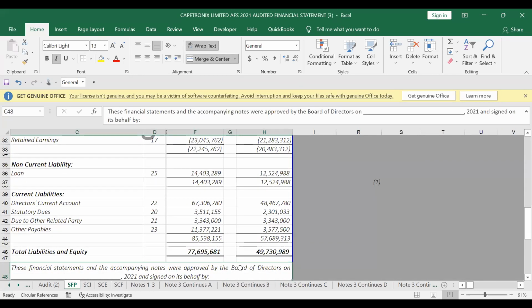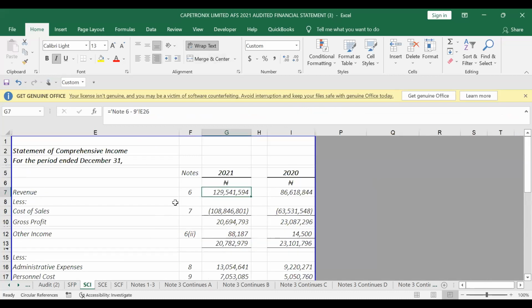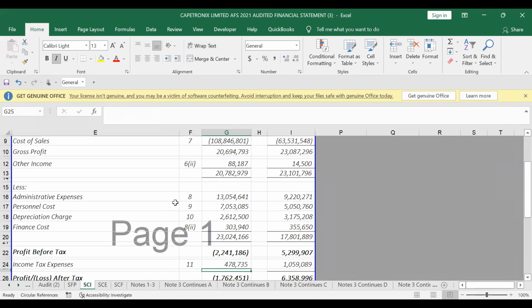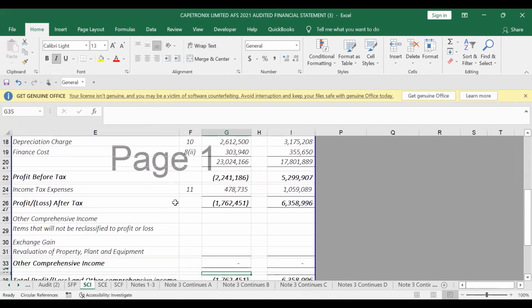Time will not permit me to be too elaborate on all of this. But like I told you, the essence of these groupings of class or mentorship program is to draw your attention to what you need to go and revisit to make yourself a better accountant. Revenue is in note 6, cost of sales is in note 7, other income is in note 6, administrative expenses and all of that.